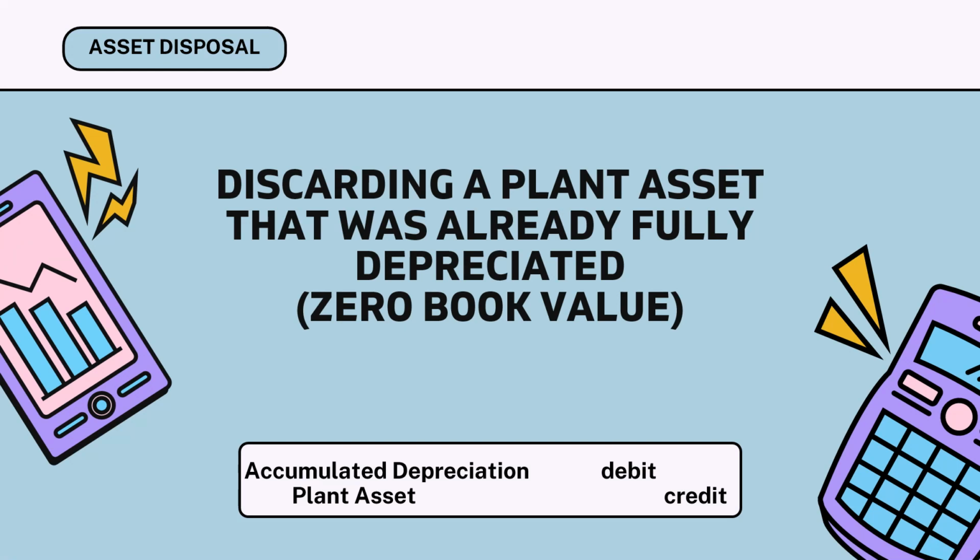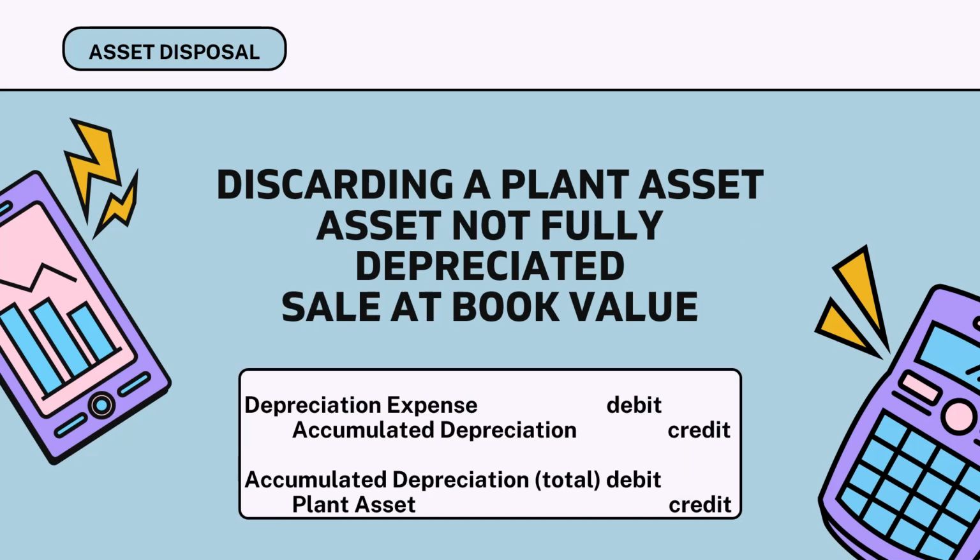So let's look at some journal entries that we would need to do as the accountants. If we are discarding a plant asset that was already fully depreciated and there was a zero book value, we will just debit accumulated depreciation for its total and credit the plant asset for its total. If we're discarding a plant asset that's not fully depreciated and the sale is at book value, we will debit depreciation expense to bring that up to date, and accumulated depreciation will be credited in that entry. The second entry, we will debit accumulated depreciation for the total and credit the plant asset.